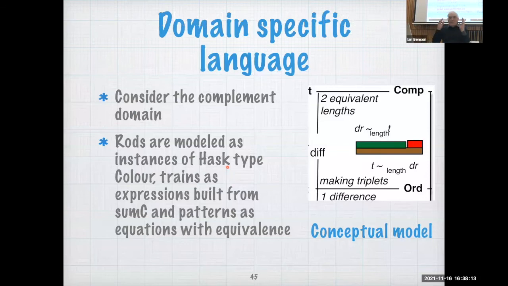So if we try and model what that child was doing, he clearly had an idea of rods modeled as the instances of the Haskell type color, trains as expressions built from sum C, and patterns as equations with equivalence. So he's working in this complements domain, and I call this the conceptual model at that point in time.